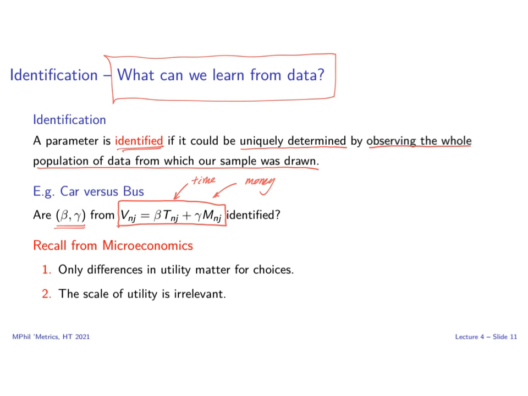There are two crucial insights for answering this question, both of which I hope are familiar from your coursework in microeconomics. First, only differences in utility matter. And second, the scale of utility is irrelevant. We'll explore each of these consequences in turn.